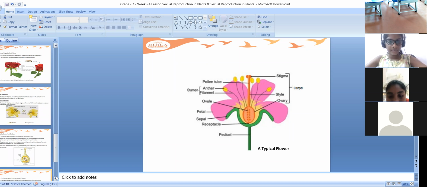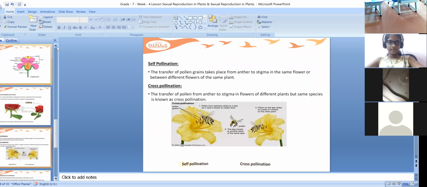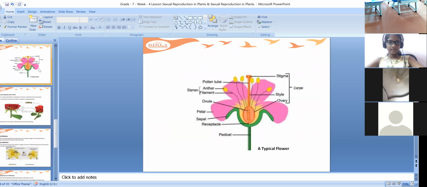And here the different types of processes, like cross pollination and self pollination. What is the difference between cross pollination and self pollination? In self pollination, the transfer of pollen grains takes place from anther to stigma in the same flower. In this flower, you can see this yellow color pollen grain. Here you can see the stigma.